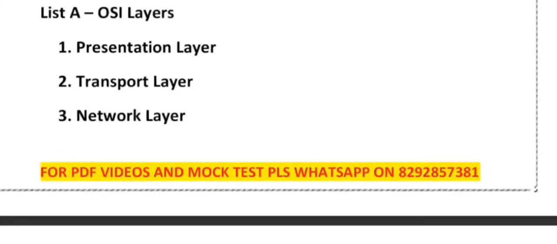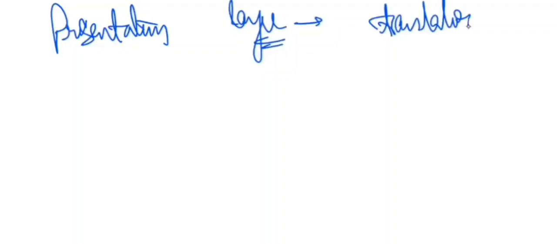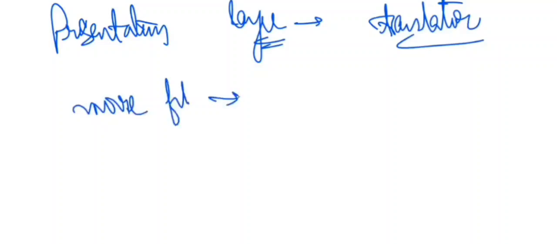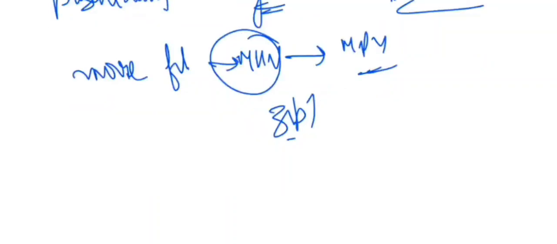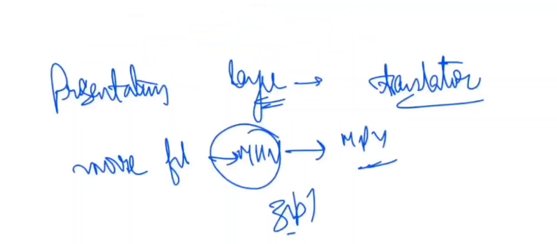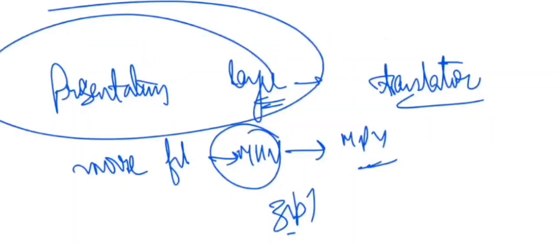So friends, we need to match OSI layer with their correct function. Let's start with the presentation layer. You can think of the presentation layer as the translator of the network world. Just like you convert a movie file from MKV to MP4, or you zip or unzip a file, or you encrypt or decrypt a message. All of that happens at the presentation layer. So you can think of it like a translator.